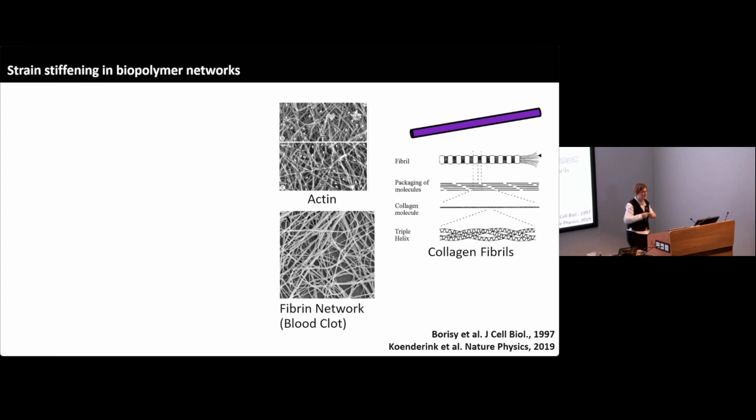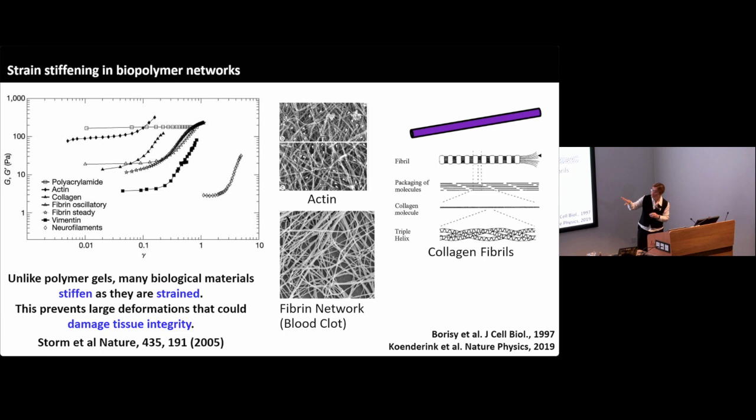And there's been some seminal work that has shown that unlike polymer gels, these biopolymer gels stiffen as they strain. And this stiffening behavior is thought to be protective. Okay, so rather than having this massive deformation that would damage a tissue, they stiffen against it. So what's going on, and does it matter that it's a fiber?